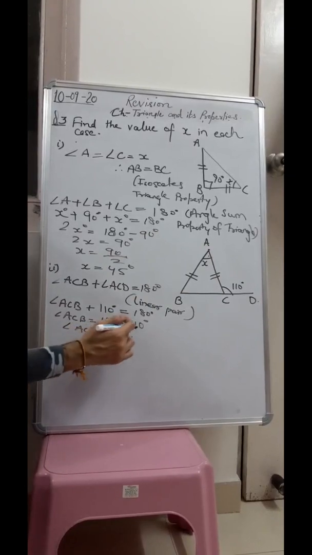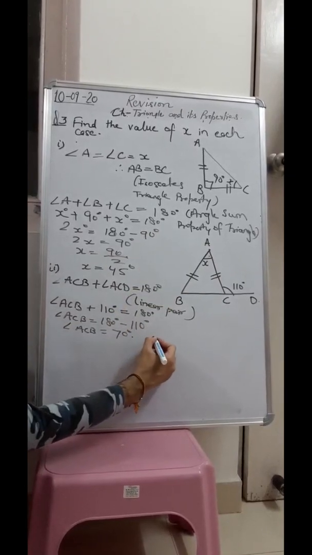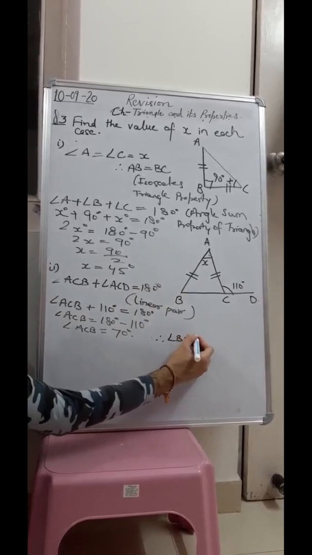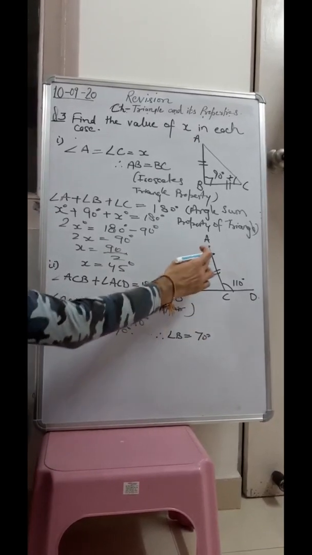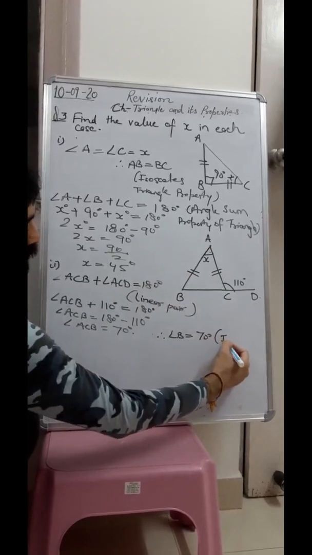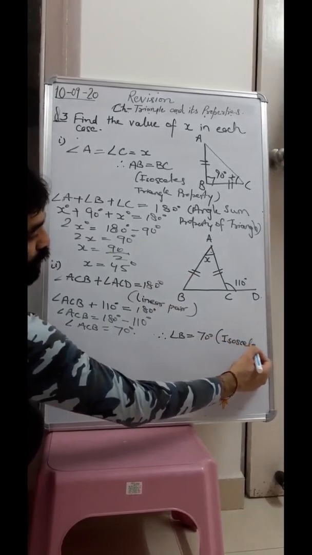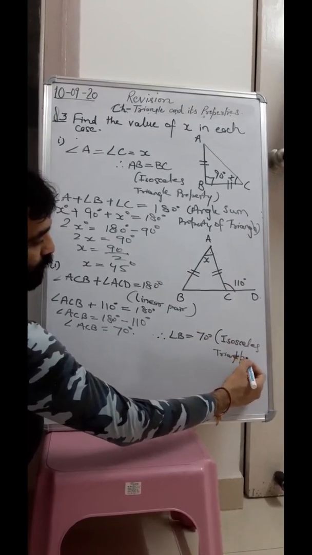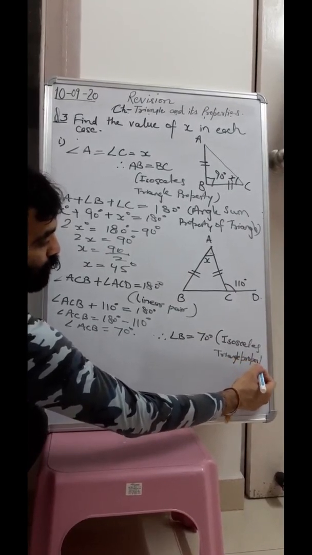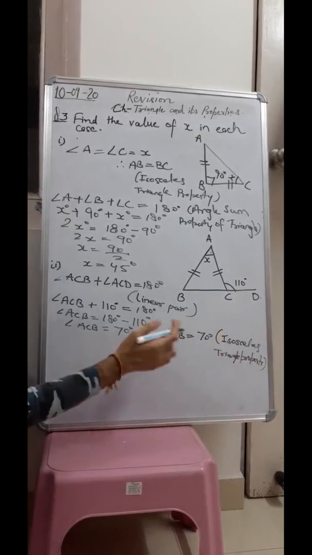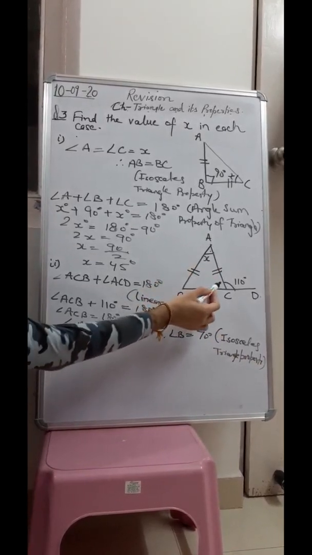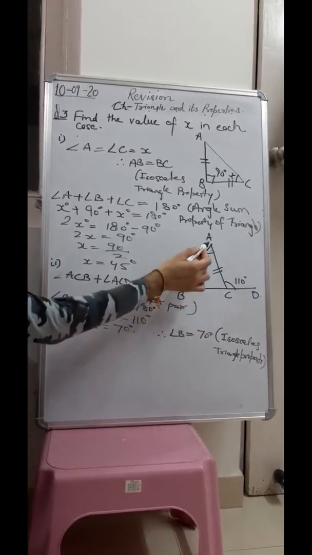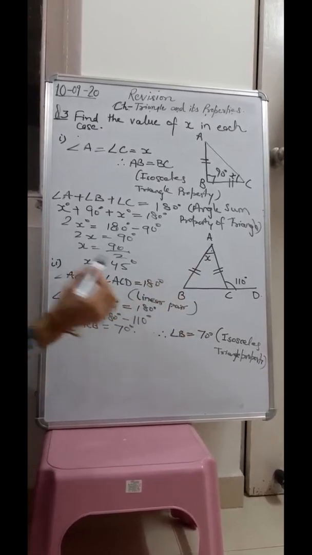So angle ACB is 70 degree, and now we can say that therefore angle B will be equal to 70 degree because of isosceles triangle property. In isosceles triangle property, when 2 sides are equal, the base angles will also be equal. So ACB and angle B both will be equal to 70 degree.